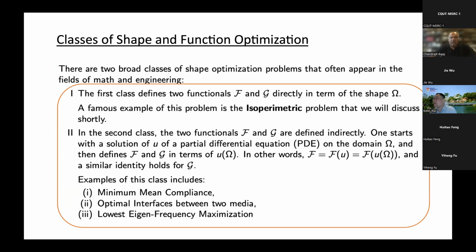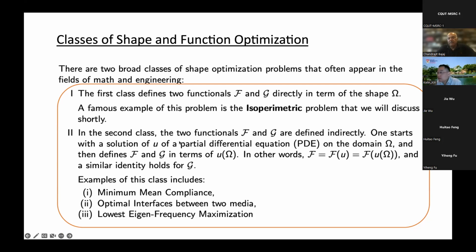Okay. So the classes of shape and function optimization, as you all perhaps well know, is a problem as soon as geometry was applied. People want to get the best geometry, the best shape, the best design so that you can satisfy all the constraints. This is a very large topic, but we broke it up into two classes. The first class defines the two functionals, f and g, directly in terms of the shape omega. A famous example is the isoperimetric problem, which I will go into in some detail today.